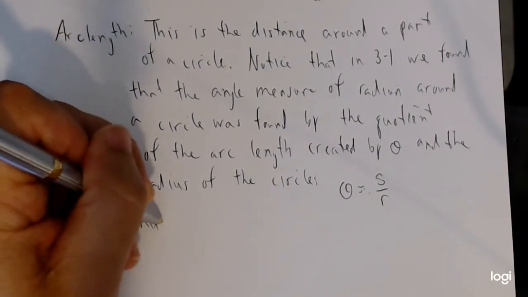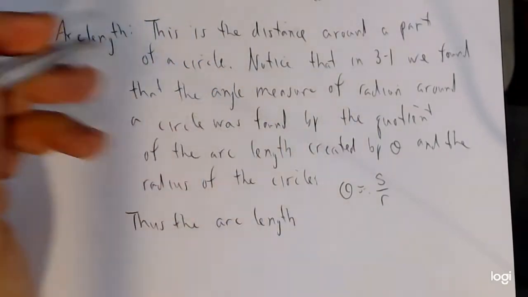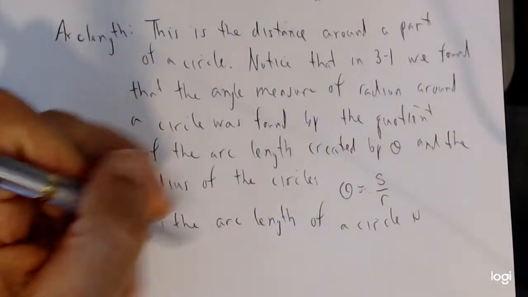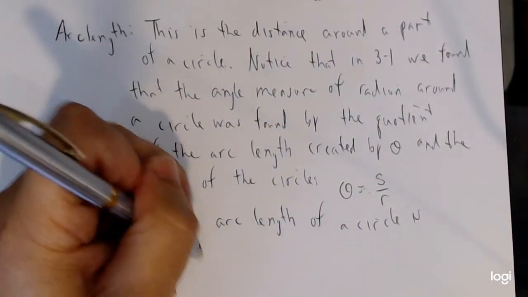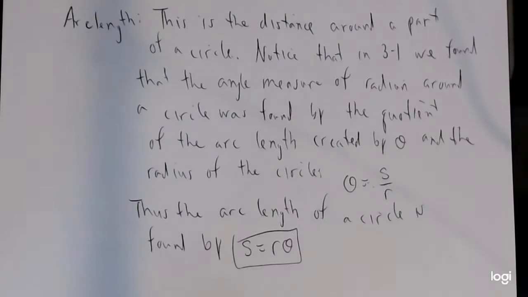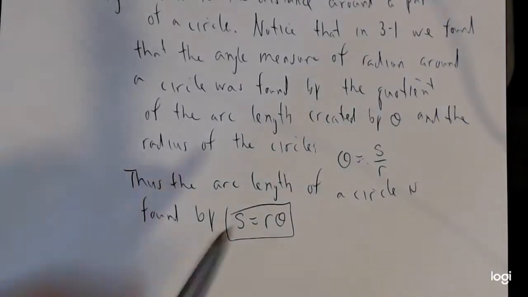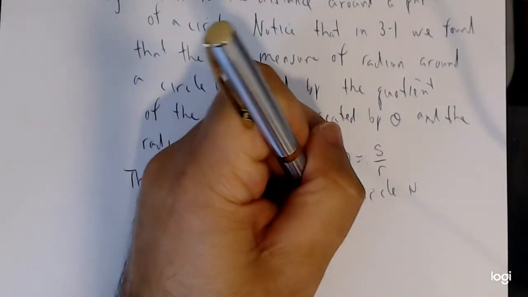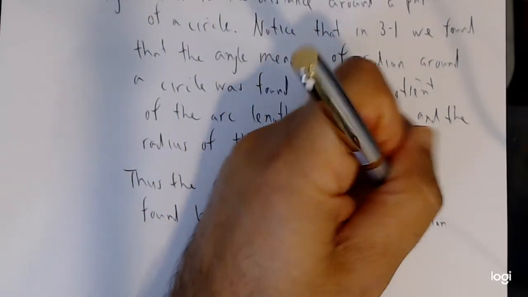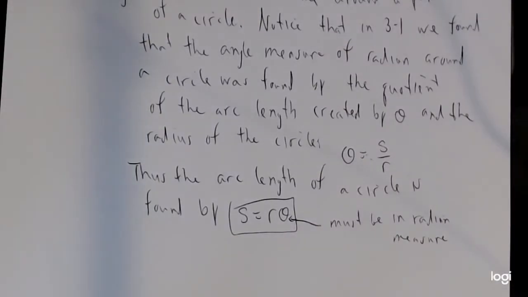Thus the arc length of a circle is found by S equals R times theta. We just grab this equation and multiply both sides by R, and we got this. But remember, one comment I want to make: theta must be in radian measure. If it's not in radian measure and you use this formula, you're going to get an incorrect solution. So make sure that theta is in radian measure.